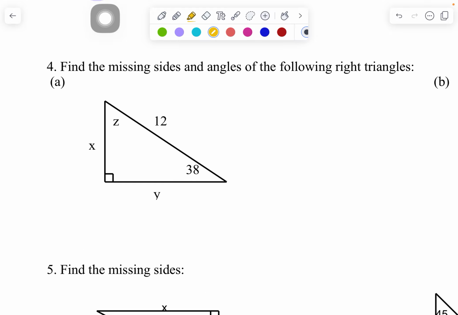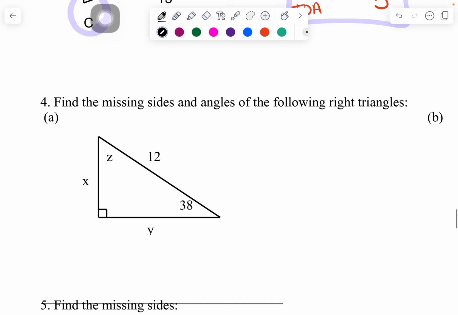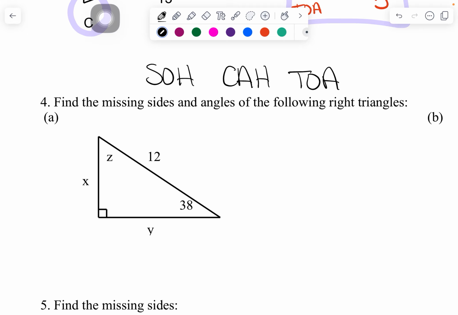So we're going to be dealing with our lovely little mnemonic device for trigonometry. Make sure I spell it right or else it's going to get really confusing. So remember, sine is opposite over hypotenuse, cosine is adjacent over hypotenuse, and tangent is opposite over adjacent.